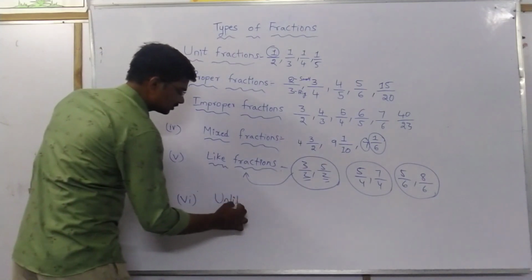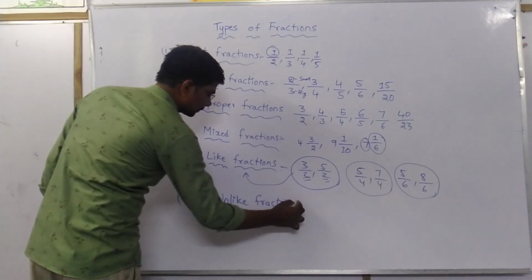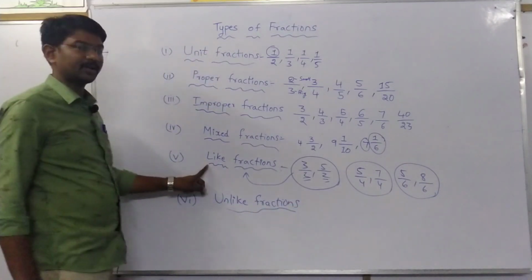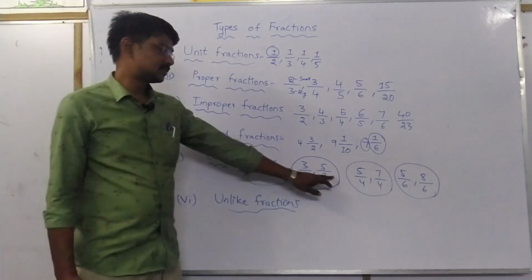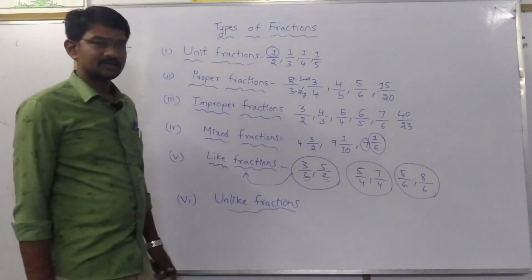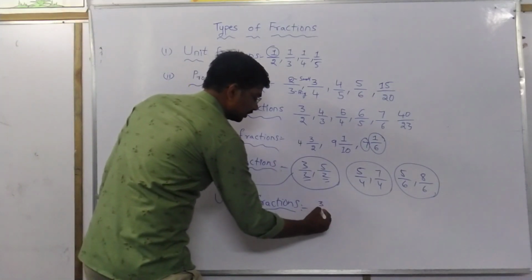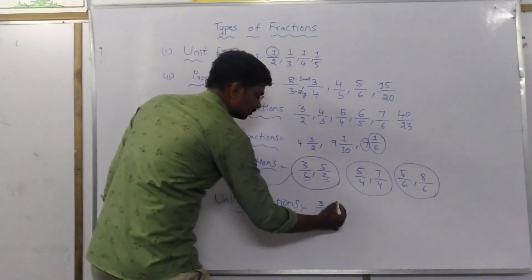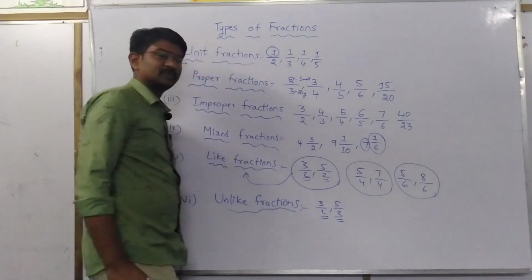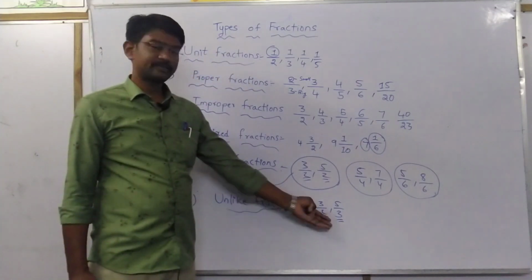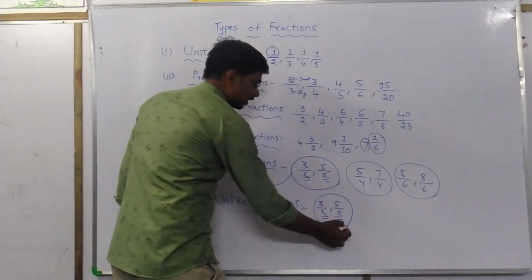So, next, unlike fractions. If you understand like fractions, you can understand unlike fractions. Like fractions have the same denominators, unlike fractions have different denominators. For suppose 3 by 2 comma 5 by 3. What is the denominator here? 2. What is the denominator here? 3. So, two fractions with different denominators. So, these two are unlike fractions.